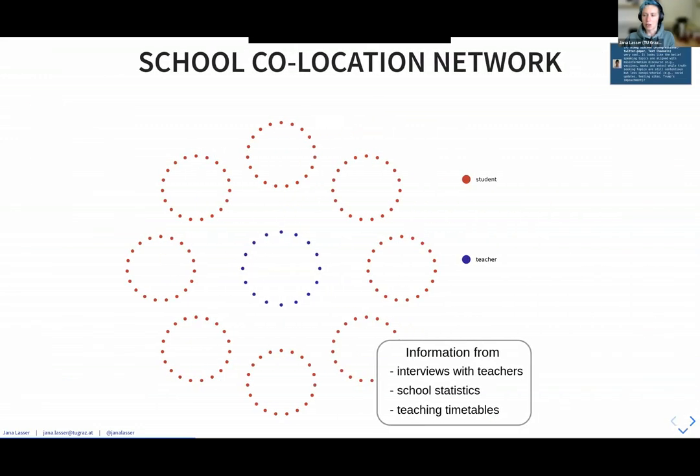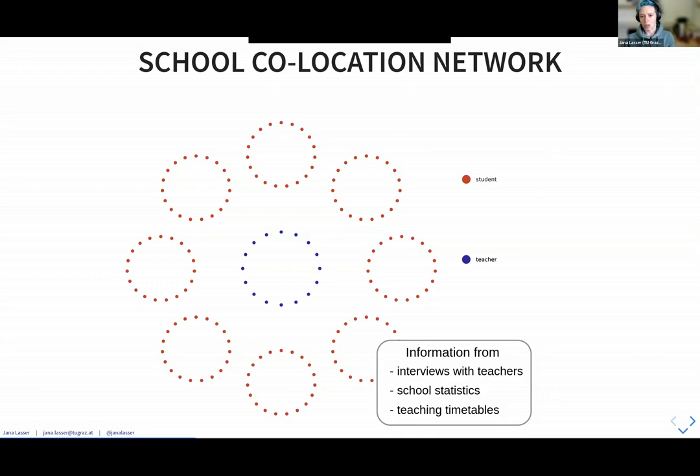Now, the contact networks of our schools, we actually did not have empirical data for that for schools in Austria. I was quite happy to see that this exists in France. We nevertheless found a workaround to still come up with proper co-location networks in our schools.